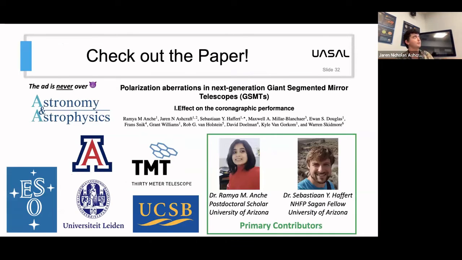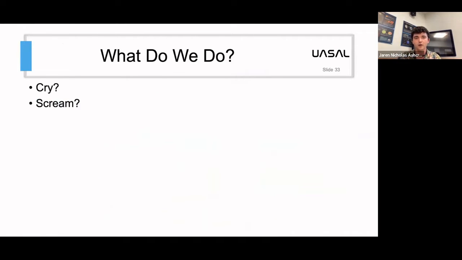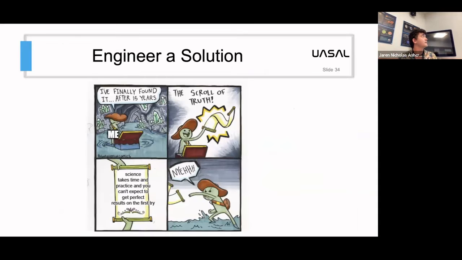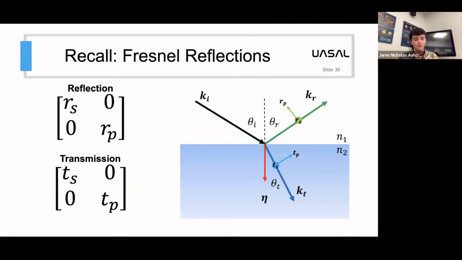These were the two people I primarily worked with, Dr. Rania Anche and Dr. Sebastian Haffert at the University of Arizona, as well as investigators from a bunch of different institutions. This work is ongoing. So I was curious, what could we do about polarization aberrations? We're not really sure how to fix them yet, and I began to brainstorm better ideas for how we would actually remedy this situation.